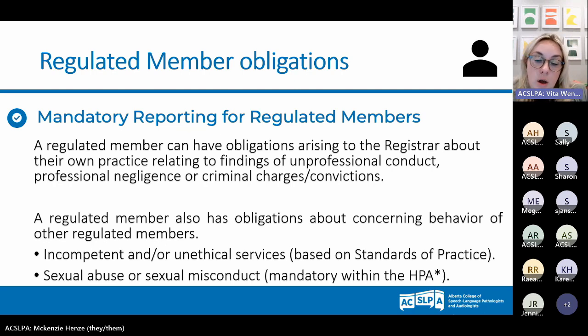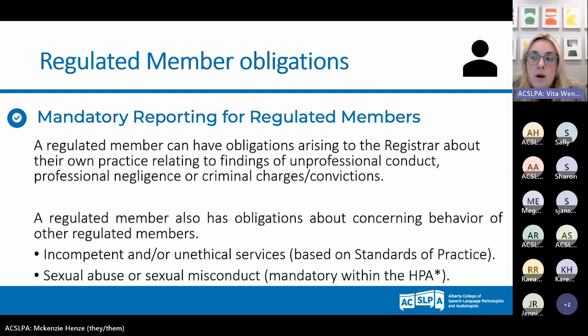There is a mandatory obligation that could be triggered, equally, of course, for employers or managers, etc. But there is a therapeutic exception in the Health Professions Act. And of course, if you are interested, I encourage you to go read that. But there is an obligation relating to sexual abuse and sexual misconduct.